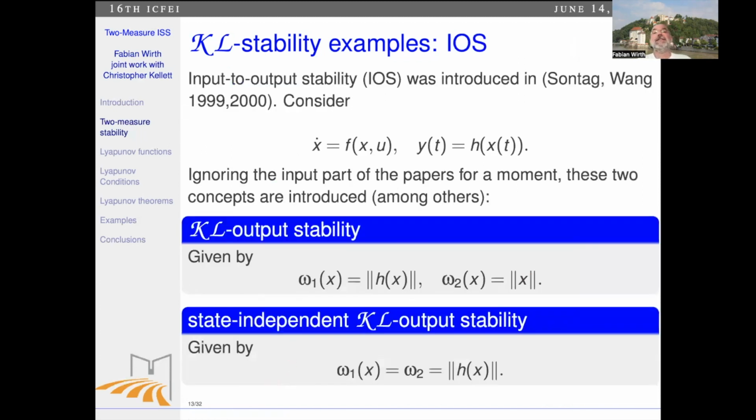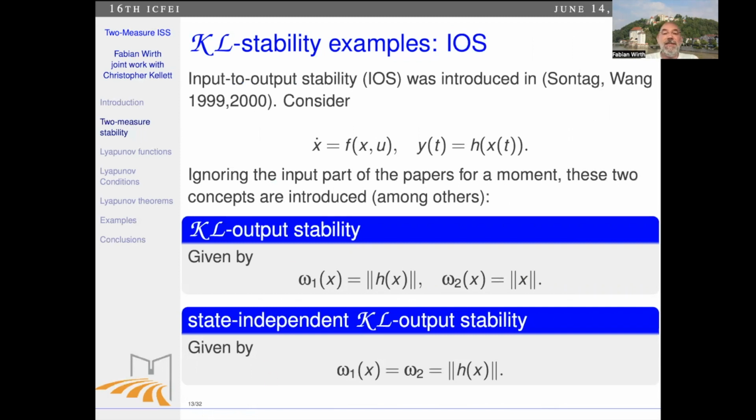Final example that would also be of interest. There's also the concept not only of input to state stability, but also input to output stability, which was introduced by Sontag and Wang in two papers, 1999 first introduction, 2000 the Lyapunov theory for that concept.